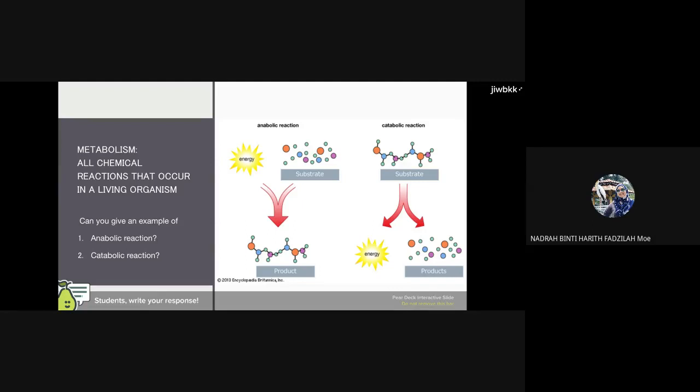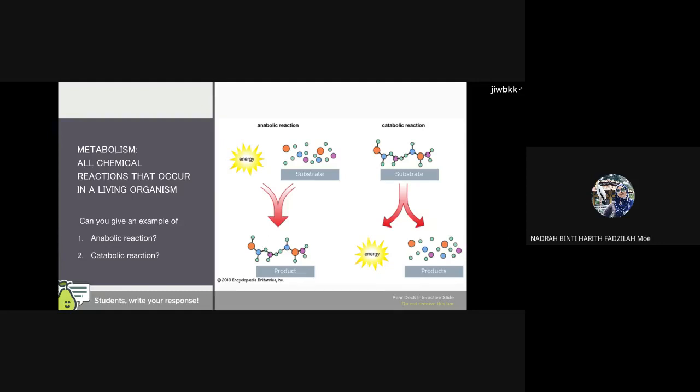So anabolism is where energy is used to combine substrates into one big product, one complex product. Catabolic reaction atau catabolism is a reaction where one complex molecule is broken down to form energy and small products. So anabolism dengan catabolism atau dalam textbook dia kata anabolic reaction and catabolic reaction.